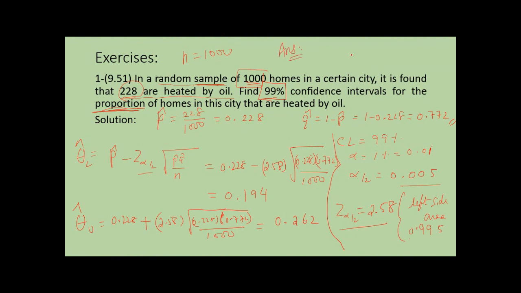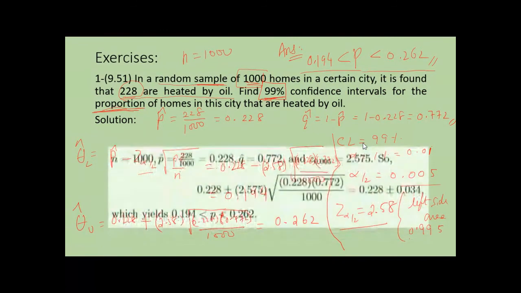Answer: P lies between 0.194 and 0.262. The chance for P to fall in this interval is 99%. This 99% chance P will fall in this interval. Clear? So the error possibility is only 1%. That's the end of the first problem, and I think we have one more problem to conclude this topic.